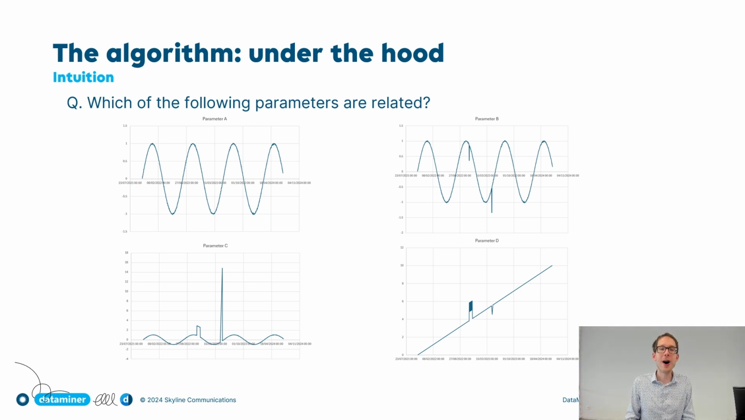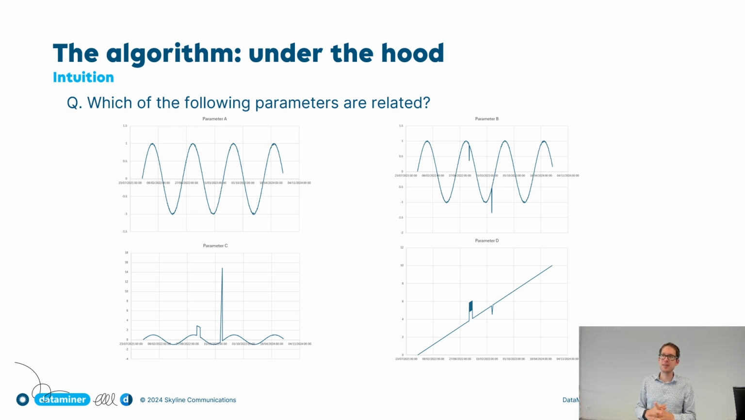Now, why not? Well, the thing is that parameter A and parameter B have a nice periodic behavior, and they look very much alike. But in the end, a lot of parameters have a very nice periodic behavior. Think about the temperature. It goes up during the day and then down during the night. Think about the electricity usage. It goes up during the day and down during the night. Think about the internet usage. Same thing. So a lot of parameters that look the same are actually not at all related to each other.